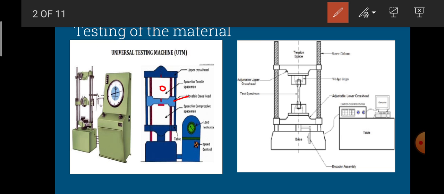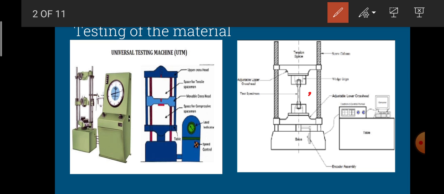So this is the mobile crosshead. This is the space which is for the compressive testing. This is the table, and this green color shows the load indicator, and this is the speed control machine. Here, between the wedge grips, between the upper and the lower head of the universal testing machine, you can observe the specimen is fixed.